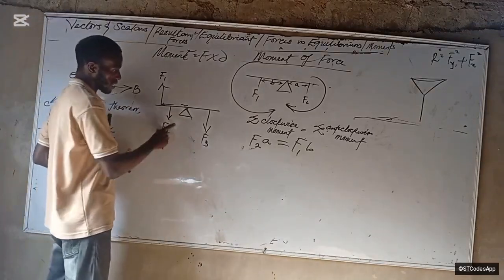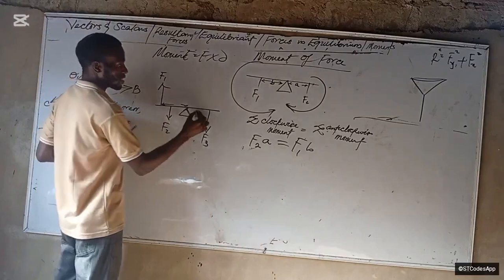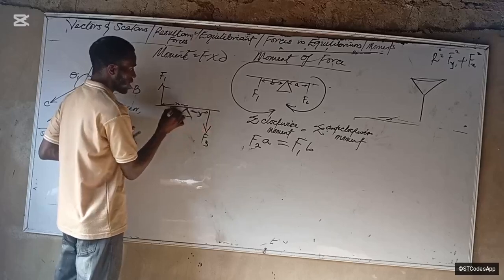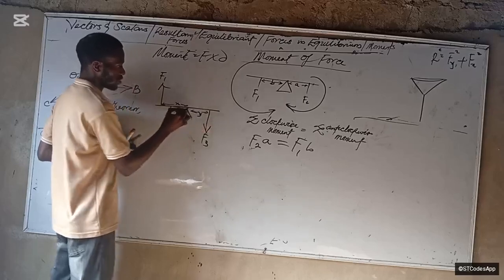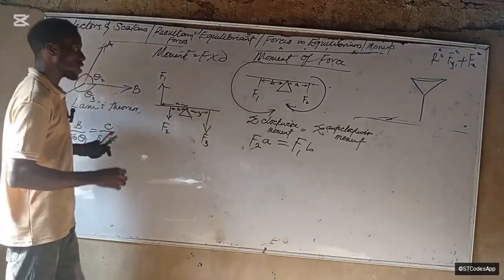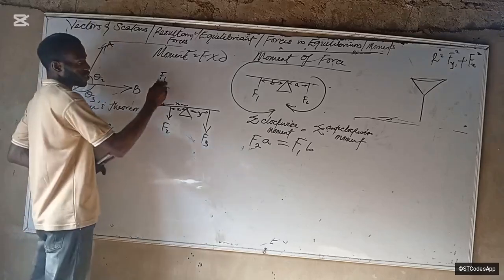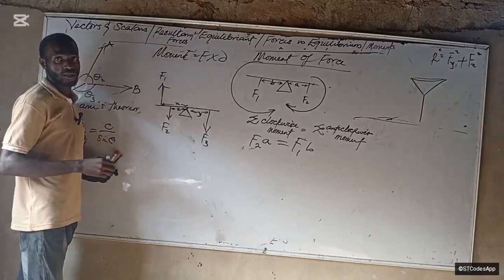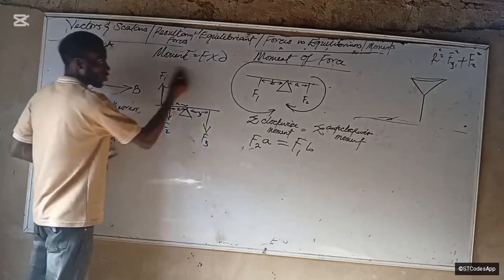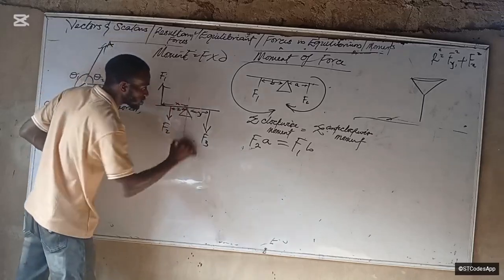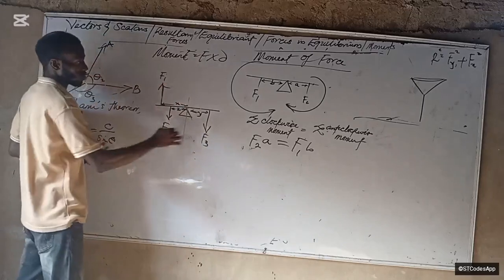Okay, so the distance from here to here, let's call it X. Let's call this one Y. Let's call this one Z. Are you with me? And you know that the sum of clockwise moments is equal to the sum of anti-clockwise moments. For this one, with this force F1, will it be acting clockwise or anti-clockwise? Anti-clockwise, because you cannot come and resolve like this. You always resolve, you stop at this pivot. Is that okay?